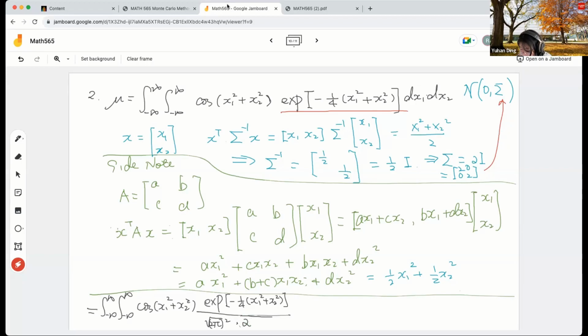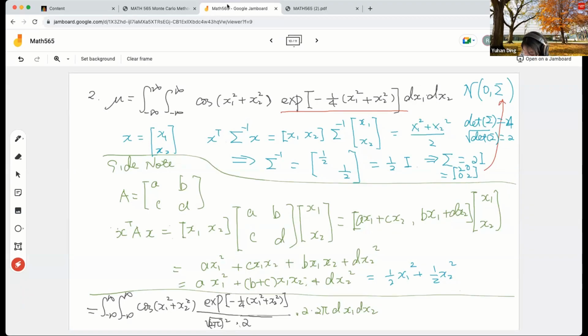Okay, why? Because we know the determinant of sigma is 4, sorry. The square root of that is 2. So we divide by 2. And then after we divide it, of course we need to multiply 2 times 2 pi square and take the square root, then that's 2 pi dx1 dx2. Is that okay?